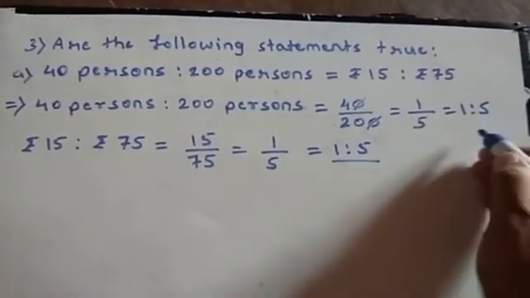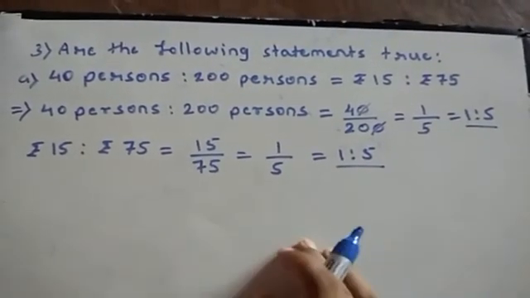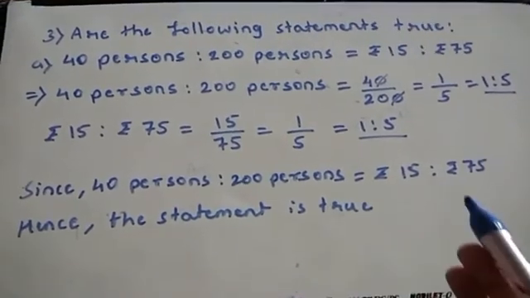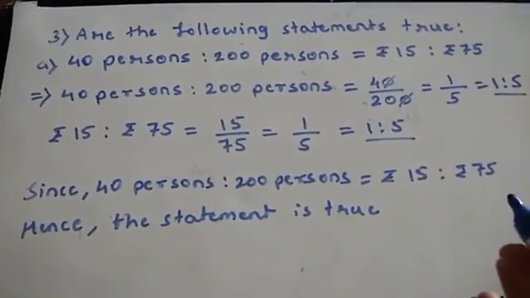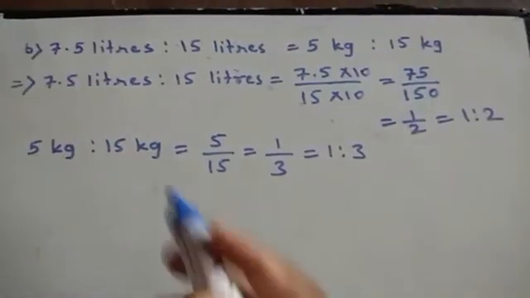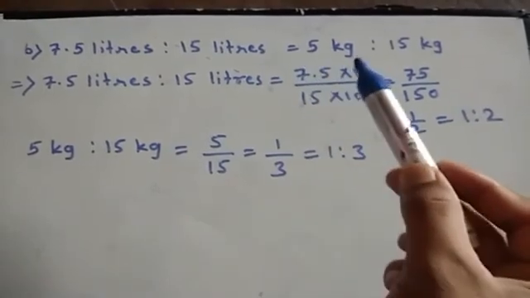So both the ratios are same here. Hence it is true. This statement is true, since 40% is to 200% is equal to rupees 15 is to rupees 75. Hence the statement is true. See one more example here: 7.5 liters is to 15 liters is equal to 5 kilogram is to 15 kilogram.